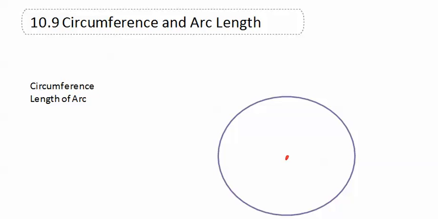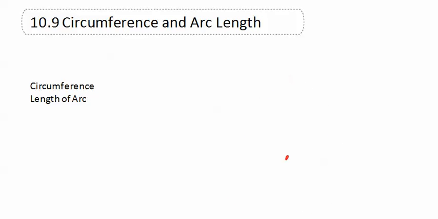Today's lesson 10.9, circumference and arc length, will be a quick review of what we've actually talked about earlier in the chapter. Just two quick definitions and formulas before we get into two examples. The first one is circumference. Again, you should know what a circumference is based on previous lessons. Circumference is just the distance around the center of the circle and the total length of that.